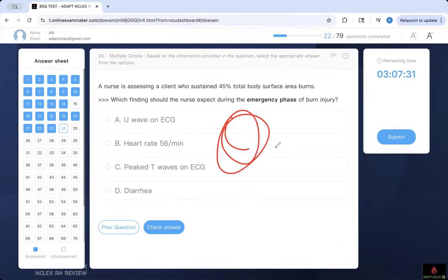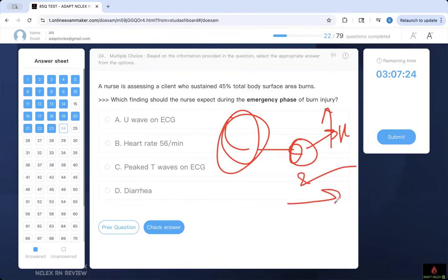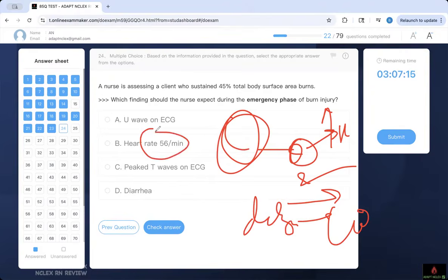You get burned, or your cells burst open. Your potassium gets released, it goes up. Fluid leaks into your skin, and you have all that edema. You're going to get dehydrated. When you get dehydrated, you become what? Hyper. You become what? Tachycardic. That's number 1. When you get tachycardic, what do you think? And when you get tachycardic, what is it associated with? Hypotension, because you have lost all the fluid, right?